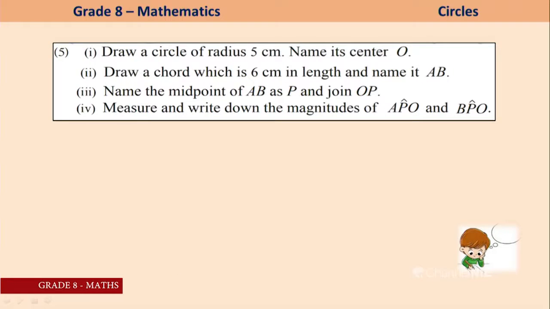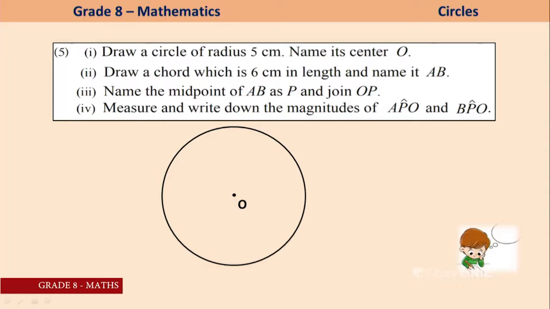The fifth question in your textbook, the first exercise, exercise 23.1. Fifth one. There are 4 questions. What is the first question? Read the question and try to do that. Draw a circle of radius 5 centimeters. Name its center O. First, you have to draw a circle with 5 centimeters radius and center O.